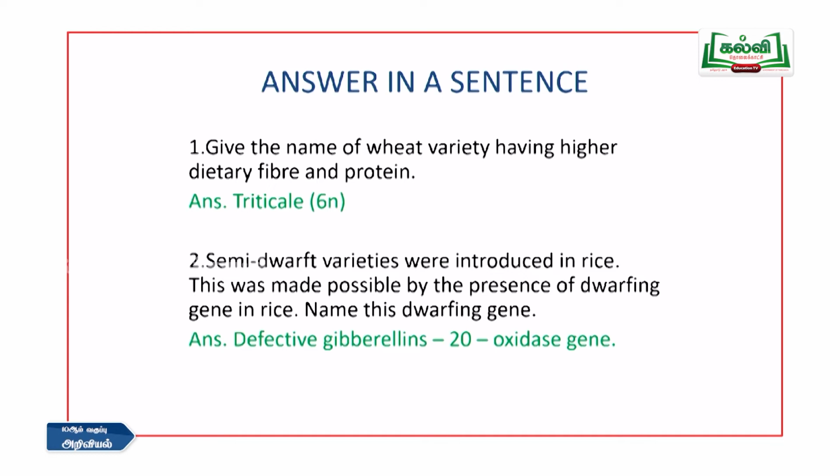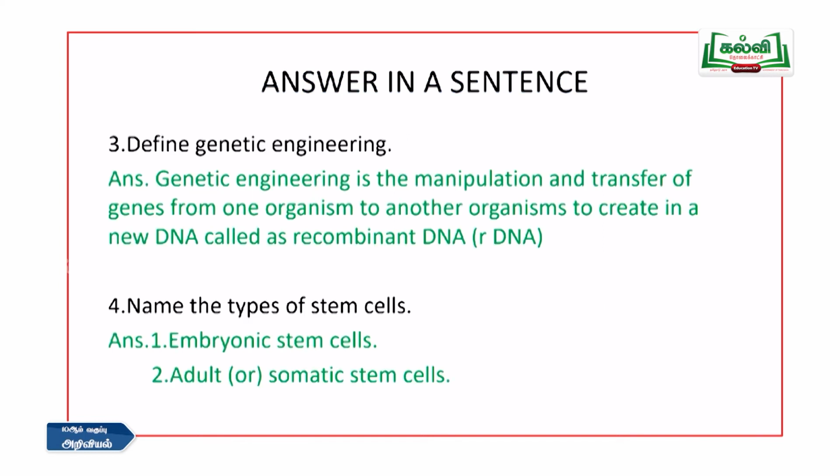This was made possible by the presence of the dwarfing gene in rice. Name this dwarfing gene. Answer: defective gibberellins 20 oxidase gene. Now, question number 3. Define genetic engineering.